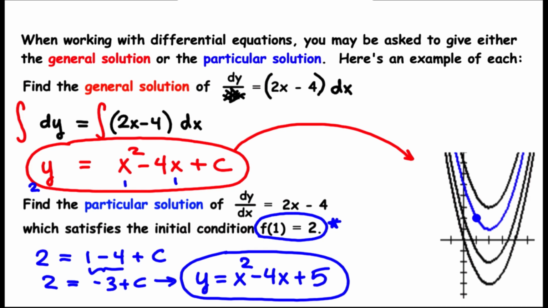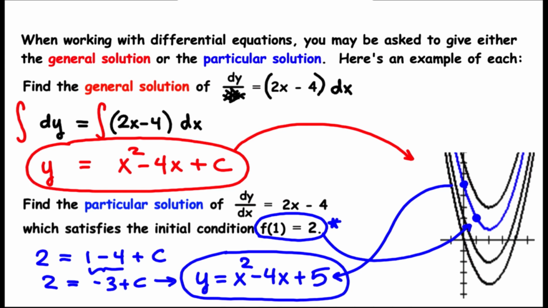I'm going to share something cool with you that I've noticed, too. Obviously, we wanted it to go through the point (1, 2), and it does. But look at where this blue parabola crosses the y-axis. That's the point (0, 5). That's the 5 that's at the end there. That's the c. Ha! It's the y-intercept. So yeah, that's a nice pat on the back for us.